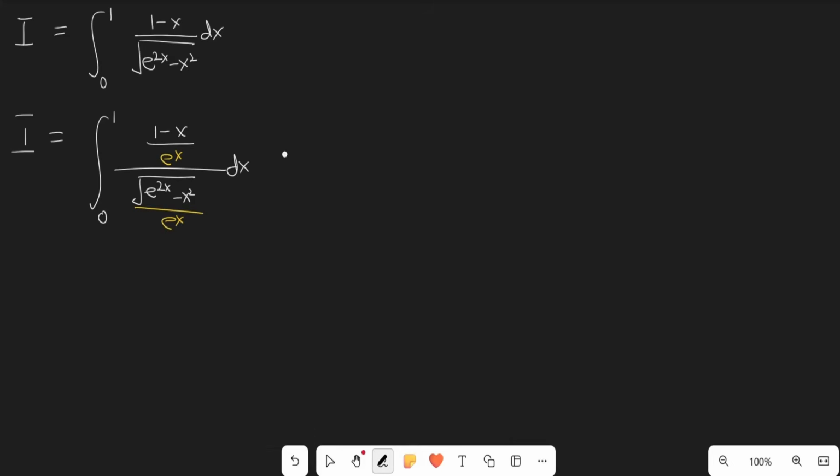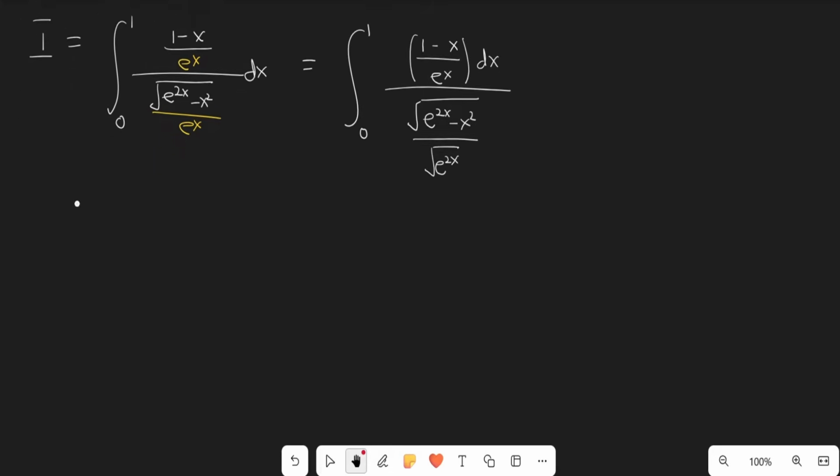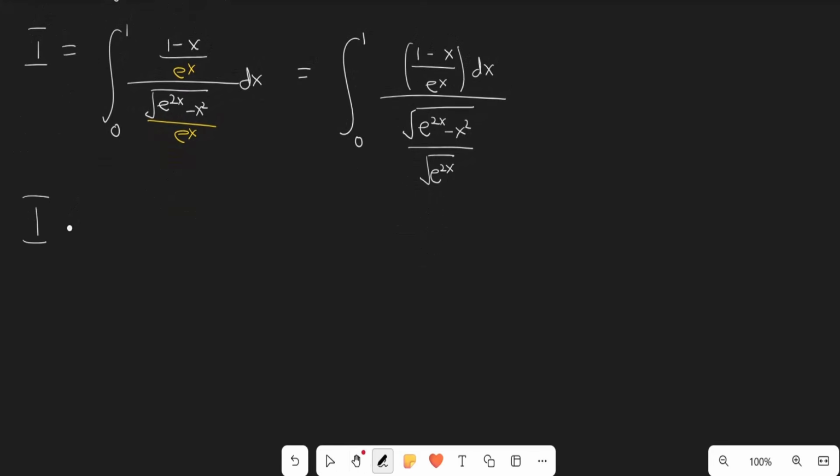So when we do this, what do we get? We have the integral from 0 to 1 of the numerator, which will stay the same, 1 minus x all over e to the x. Then I'll have the x here. This is divided by the square root of e to the 2x minus x squared. But this one divided by e to the x can be written as the square root of e to the 2x. Alright, so everything is going to simplify in the next line.